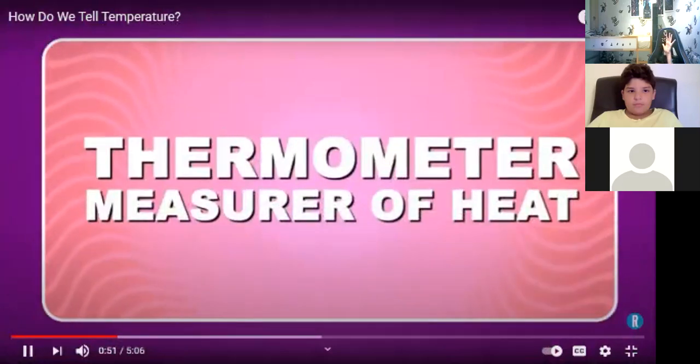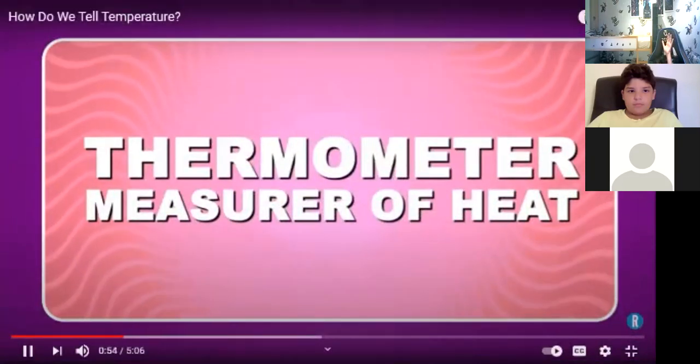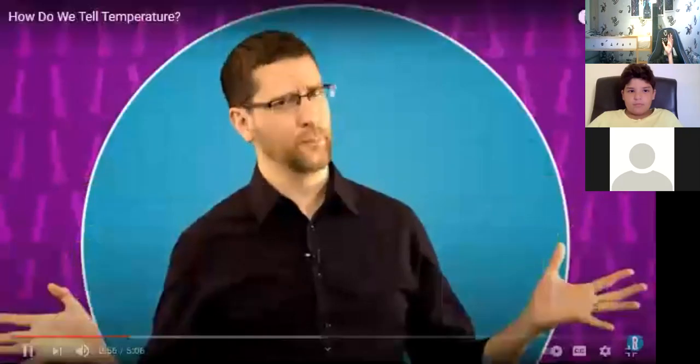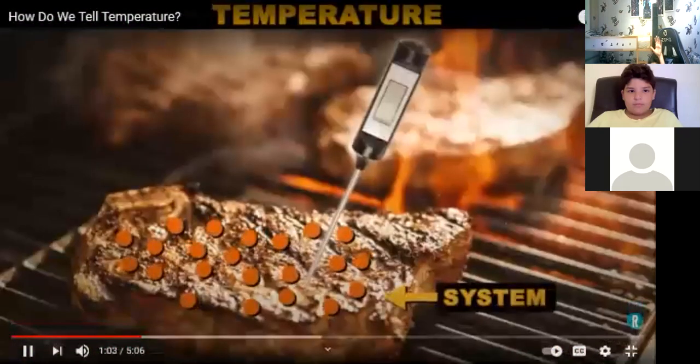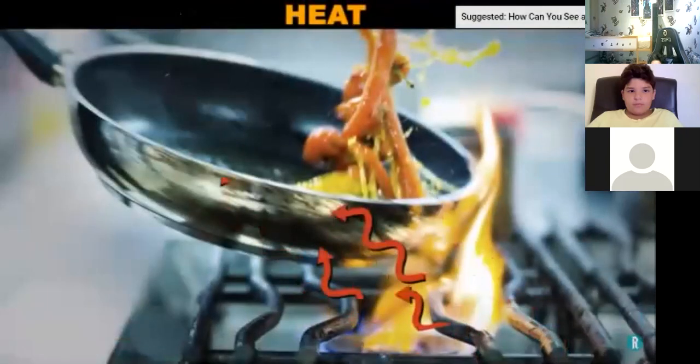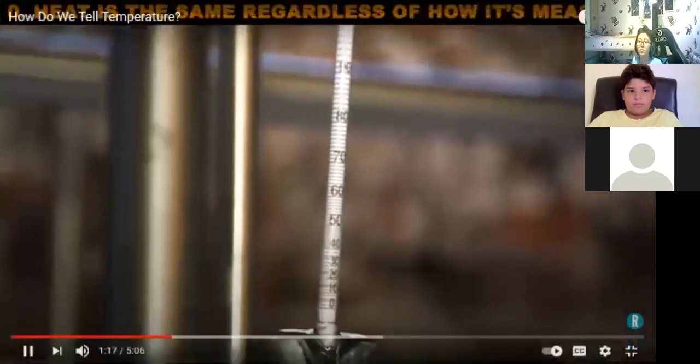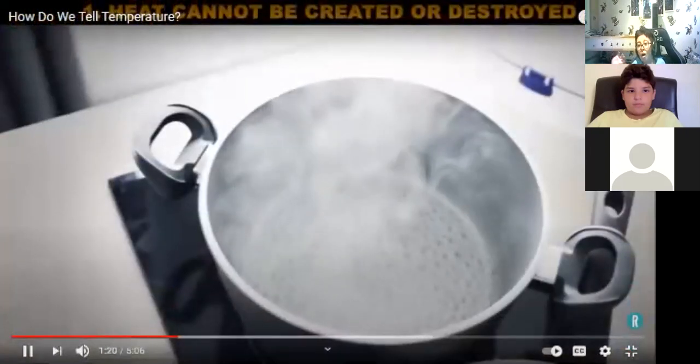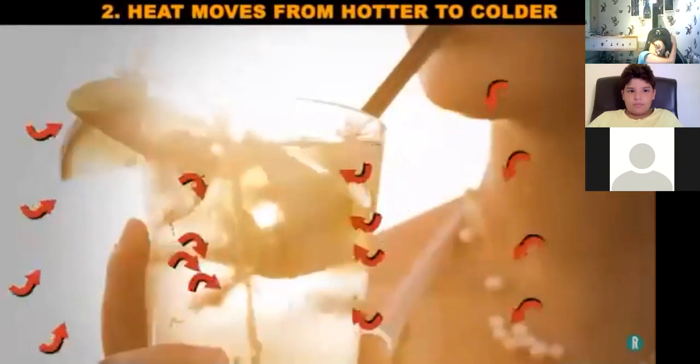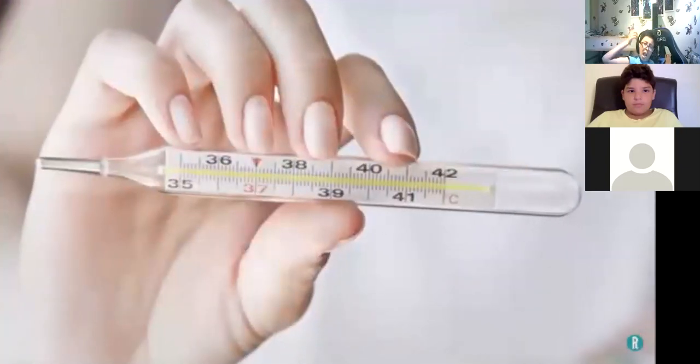Thermometer means measurer of heat, but that's the same thing as temperature anyway, right? Well, scientifically speaking, no. But knowing about heat can tell you about temperature if you're clever. Temperature describes the average energy of the molecules in a system, while heat describes the transfer of energy between systems that are at different temperatures. Thermodynamics tells us how heat moves around in its first 3 laws. 0, heat is the same regardless of how it's measured. 1, heat cannot be created or destroyed. And 2, heat moves from hotter to colder. That list starts at 0 because that part was figured out after 1 and 2. Anyway, armed with these laws, we can understand how thermometers work.